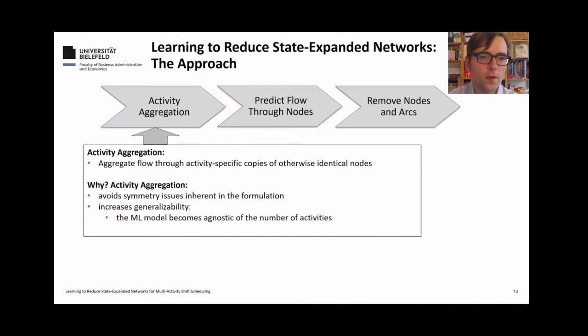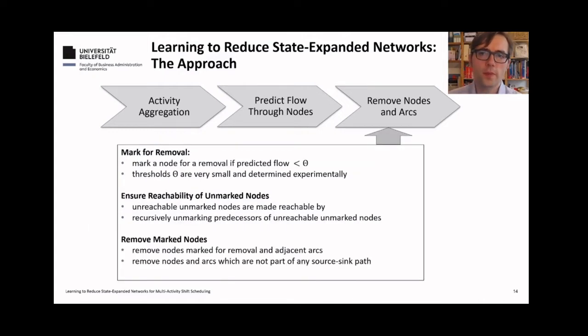And second, it increases generalizability because the machine learning model now becomes agnostic for the number of activities. That means that we can use, for example, a 5-activity instance to train a model that is later used for 10-activity instances without any problem.